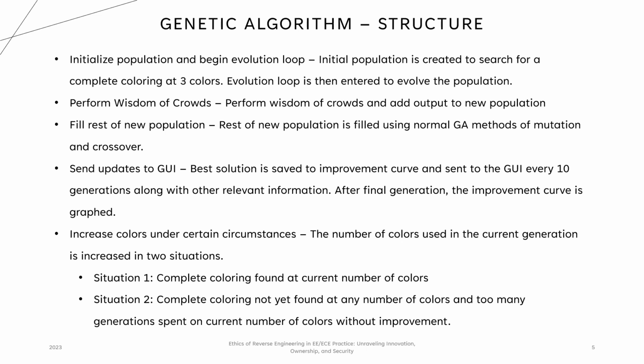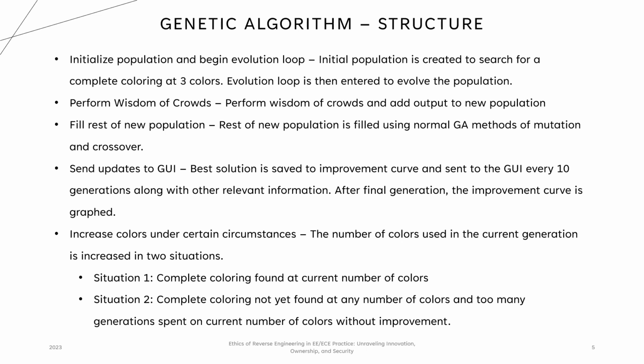Colors are increased only under certain circumstances. So there's one of two situations where that would occur. The first situation is just anytime a complete coloring is found, because once a complete coloring is found, that means that the achromatic number is at least that number of colors. So we want to increment and test for the next higher number of colors.